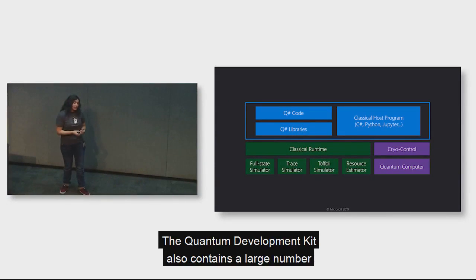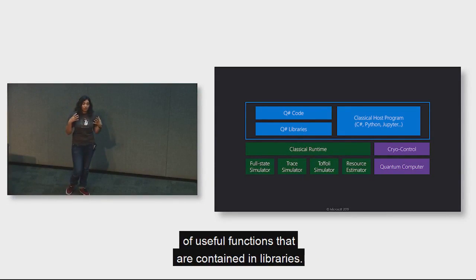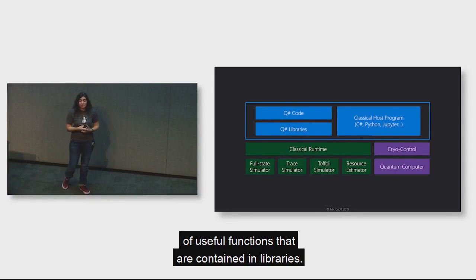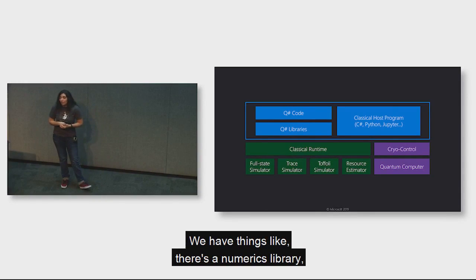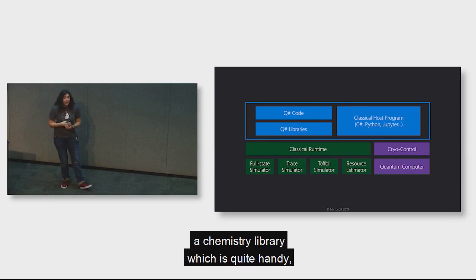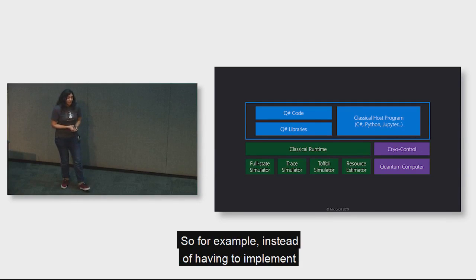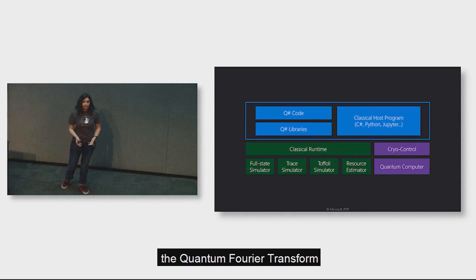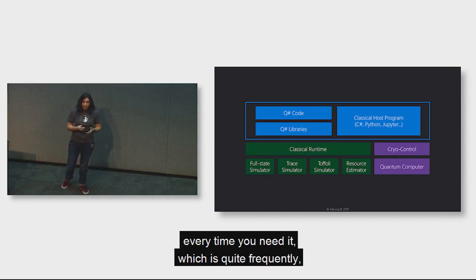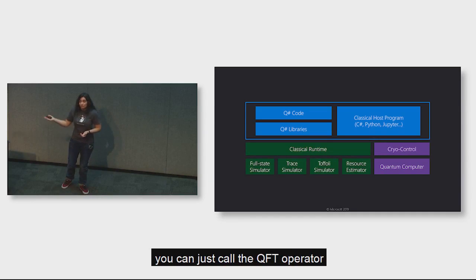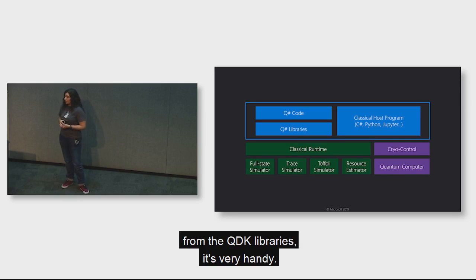The Quantum Development Kit also contains a large number of useful functions that are contained in libraries. There's a numerics library, a chemistry library, which is quite handy, as well as lots of other useful functions. So, for example, instead of having to implement the quantum Fourier transform every time you need it, which is quite frequently, you can just call the QFT operator from the QDK libraries. It's very handy.